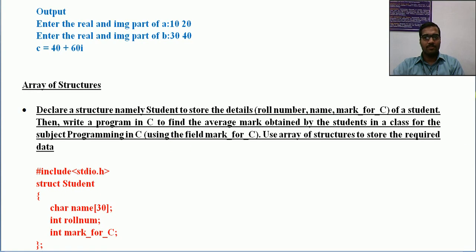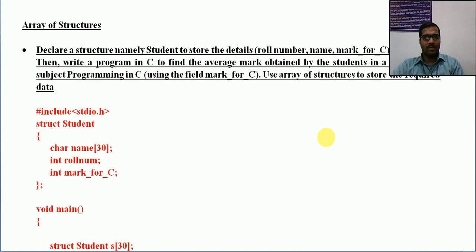Now look at the program. First of all, we are creating a structure student. It consists of name, roll number, and mark for C. Three variables are there. Char name of 30 is an already known concept. The name is a character array, the roll number is an integer, and the mark is an integer value. Then closing brace, then semicolon. So the student data type is being created. Just follow the pattern, which is very common. We are going to follow the same pattern as in the previous example.